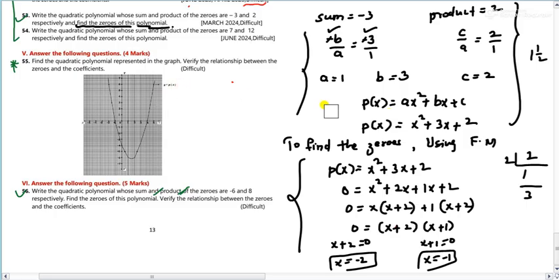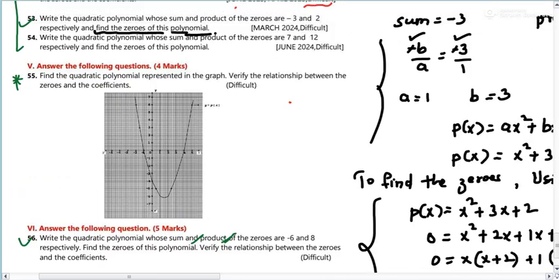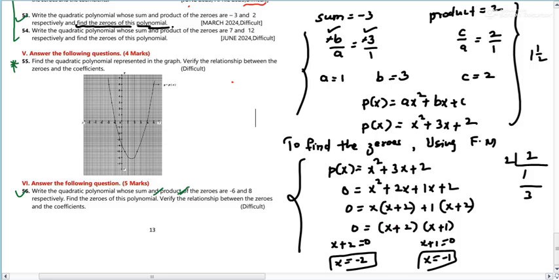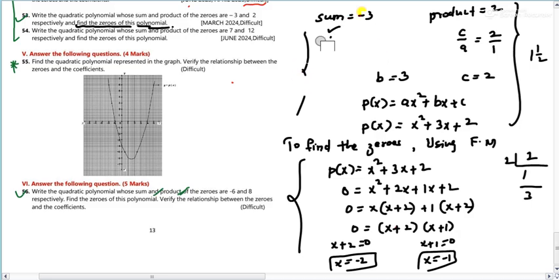Okay, any doubt in this? If you practice, this will be easier. Okay, as per them it's difficult one, but I think it's easy. Everyone can solve it, isn't it?